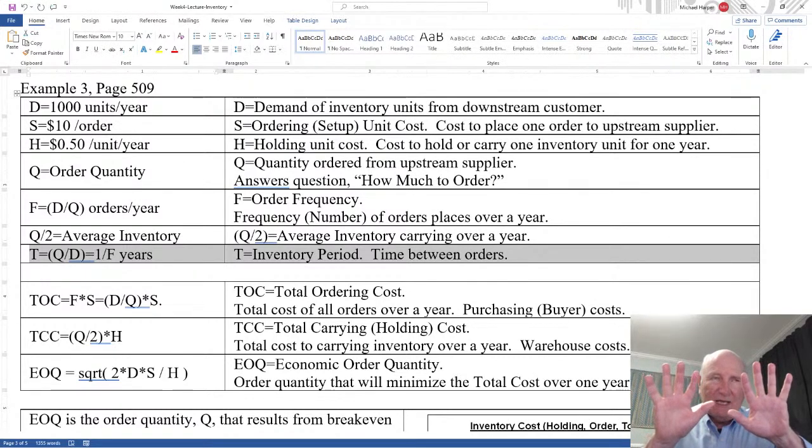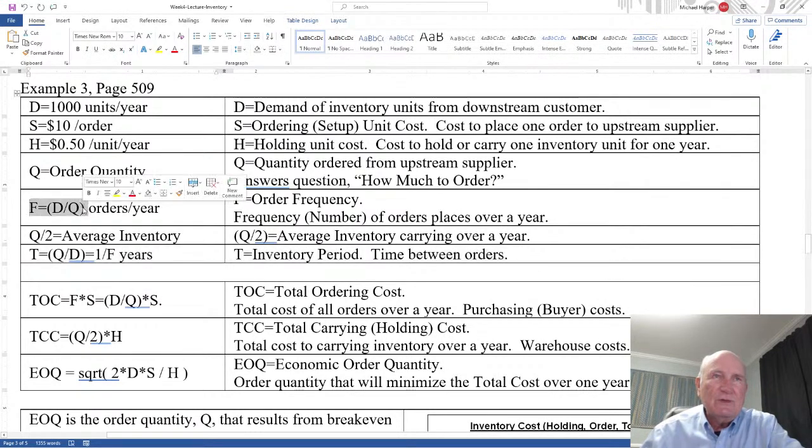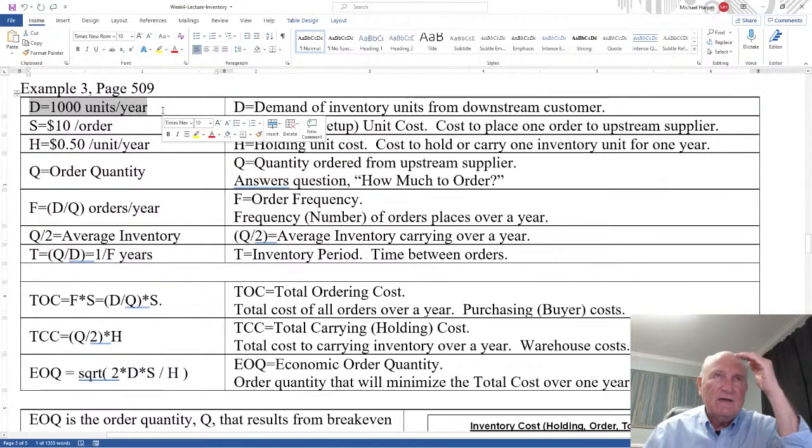If you're ordering 10 times a year, 1 over 10 is 1/10. You're ordering 1/10 of a year between your orders. Now notice, if the frequency is D over Q, then that means the inventory period is Q over D. Let's say 500 items is our lot size. 500 over 1,000 is 1/2. That's 1/2 of a year, the time between our orders.